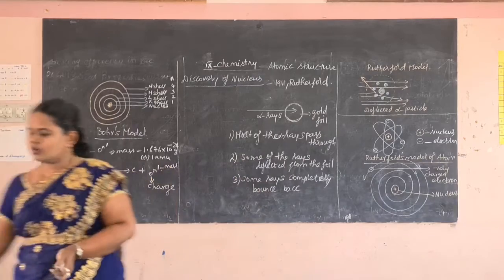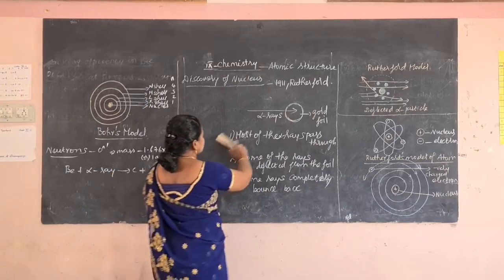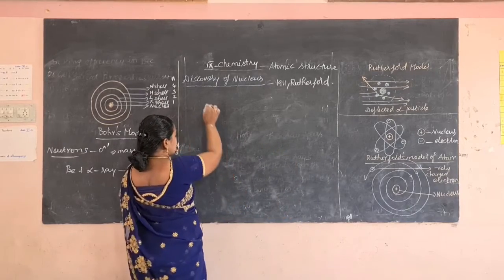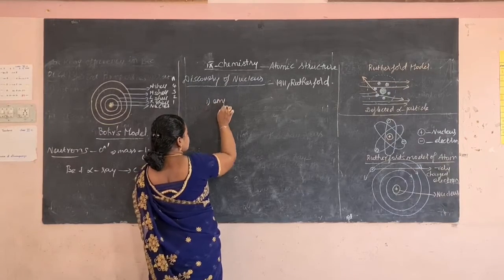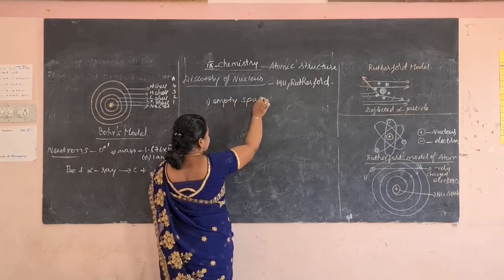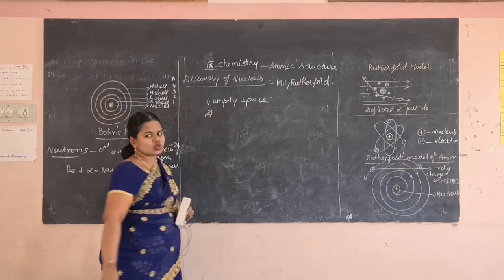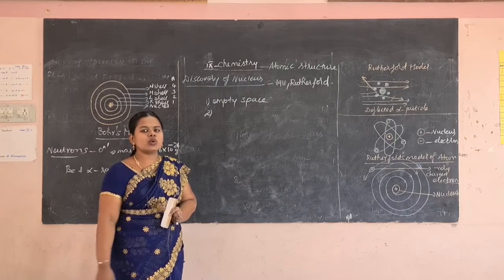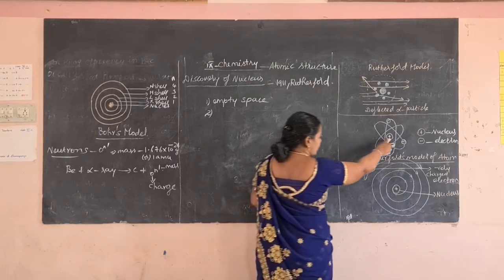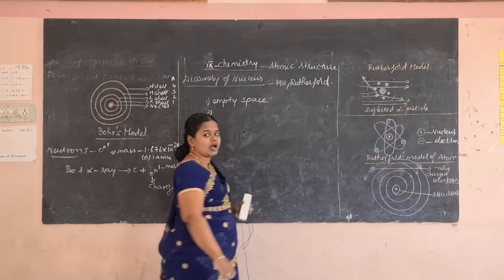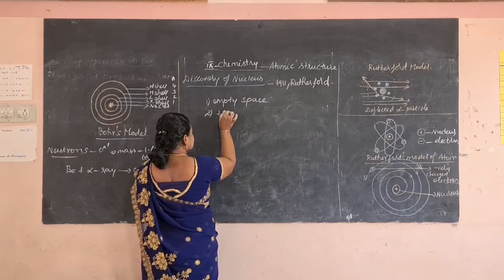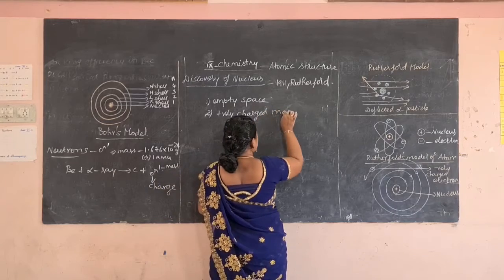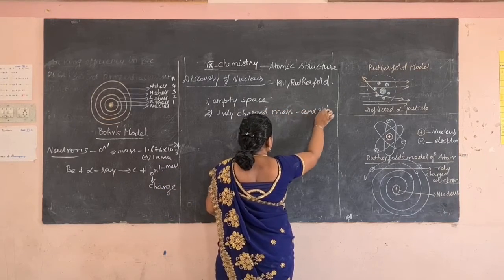What are the postulates of this Rutherford's model? First, he told that the atom contains empty space. Then he told that one positively charged mass is present at the center, and that is known as the nucleus.